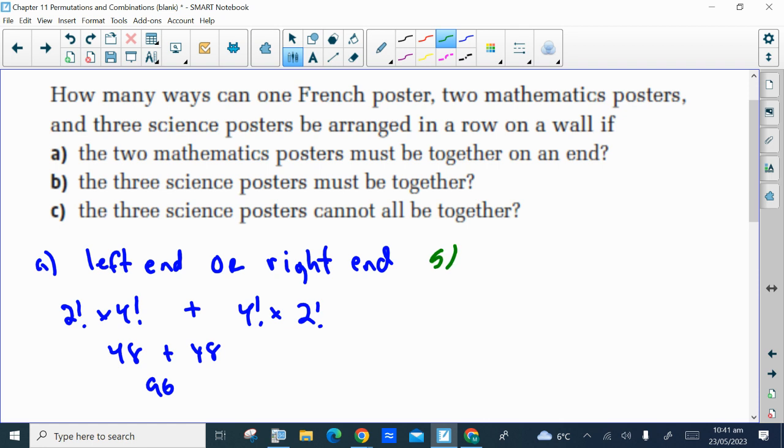Part B, what if the 3 science posters must be together? So it just says together, not on one end. Remember, when objects have to stay together, they count as one object to be arranged. So you have a total of 4 items to be arranged here. The 3 science posters together count as one object plus the remaining. There's 4 things to be arranged, which is 4 factorial. However, we also have to multiply by 3 factorial, which represents the number of ways the 3 science posters can be arranged amongst themselves.